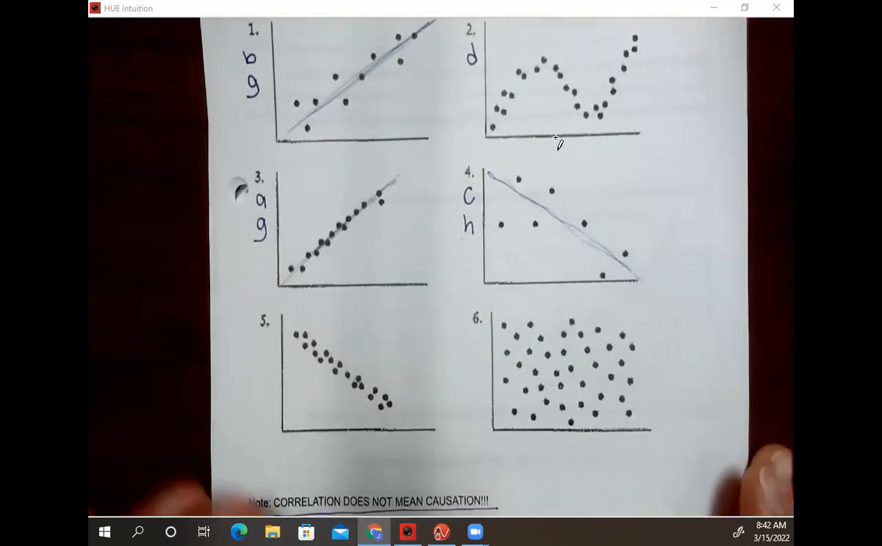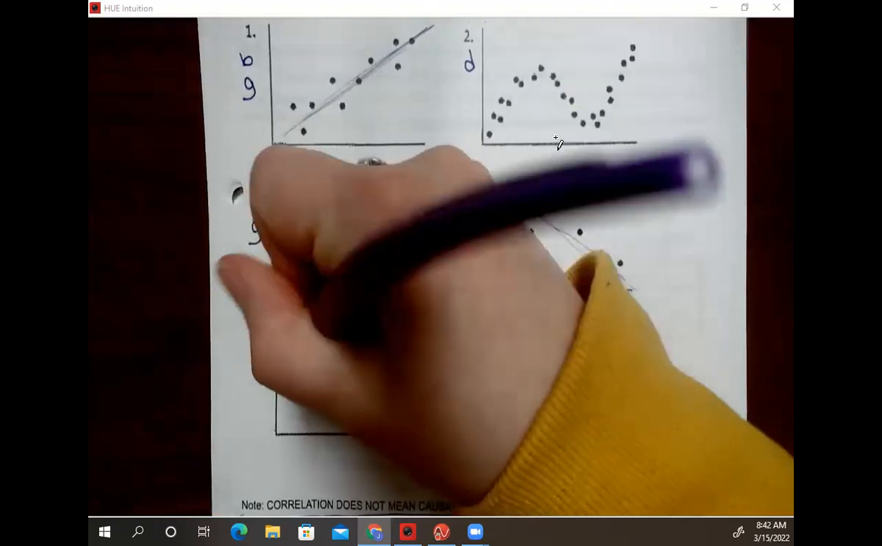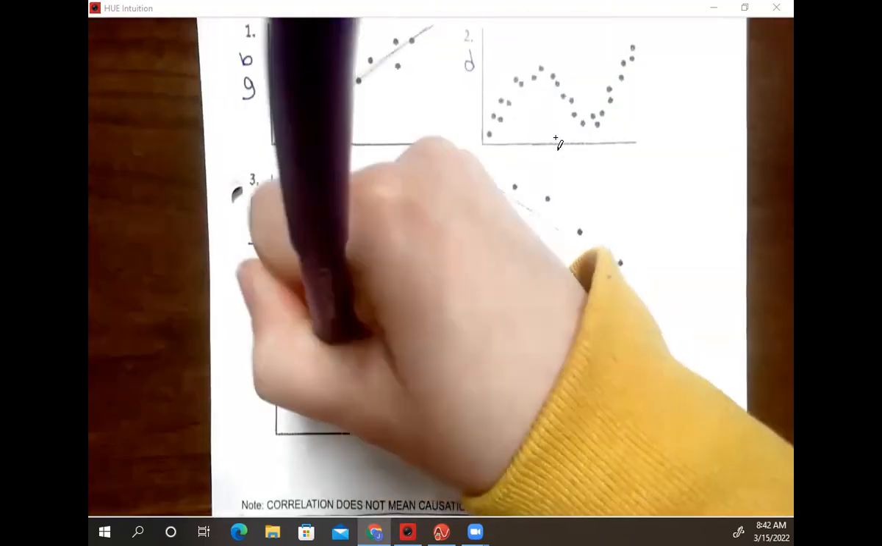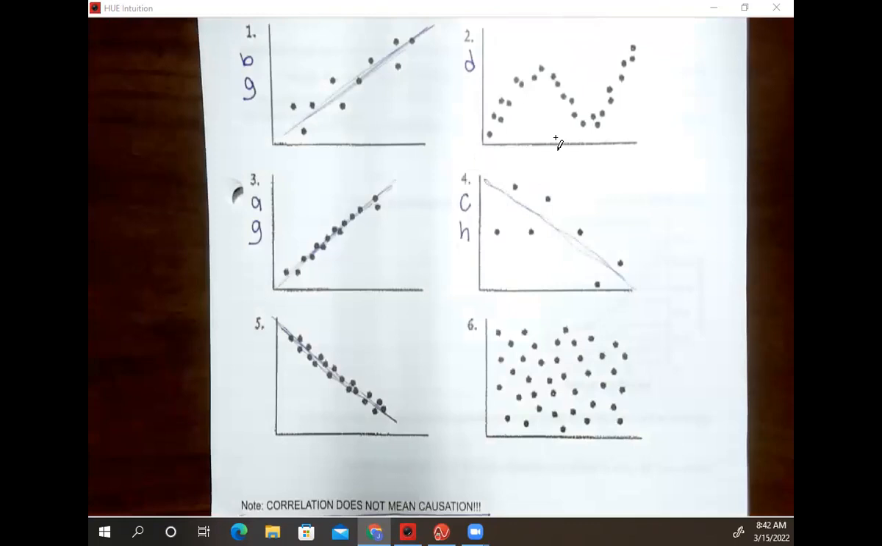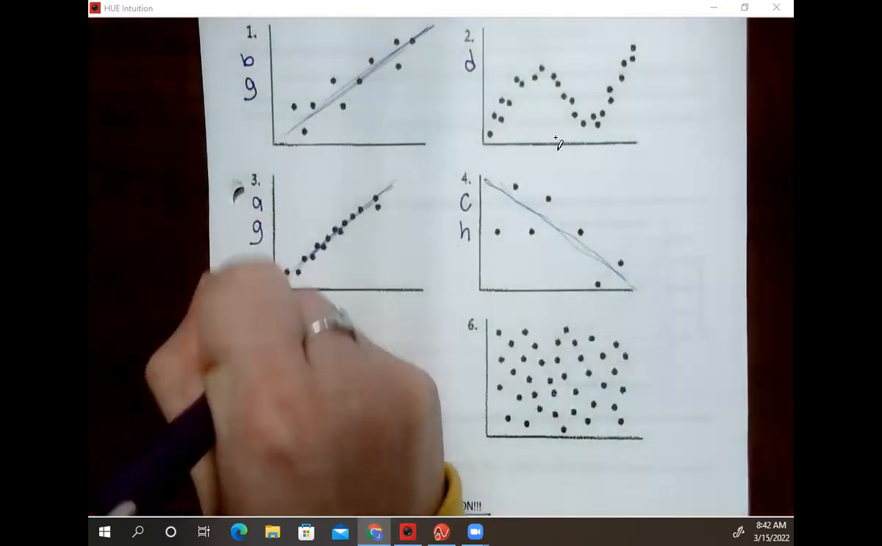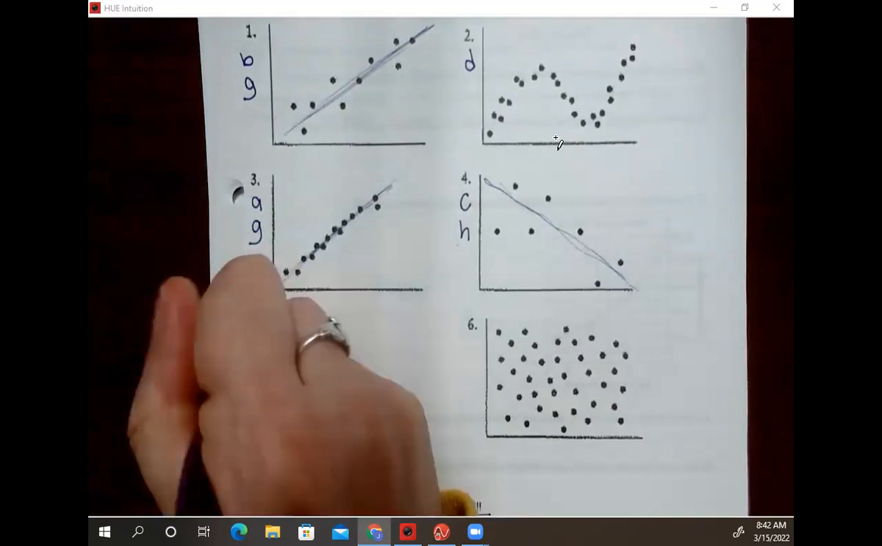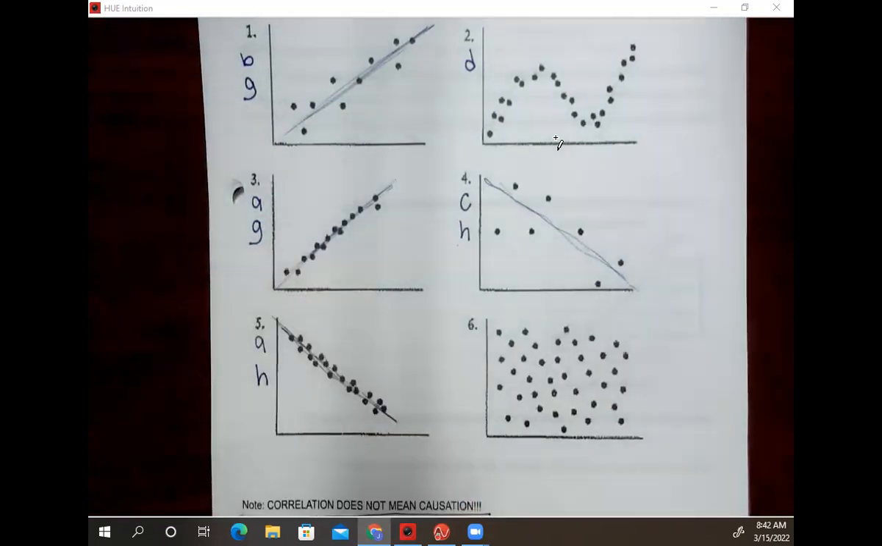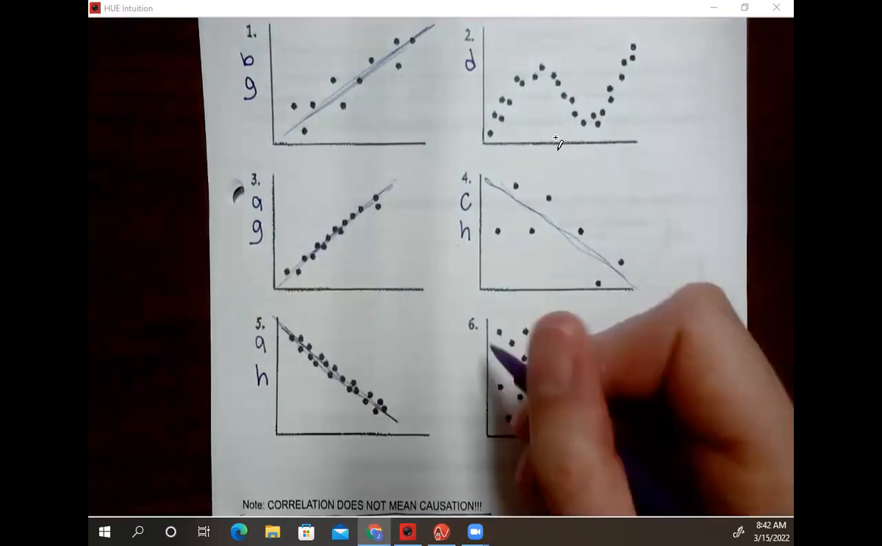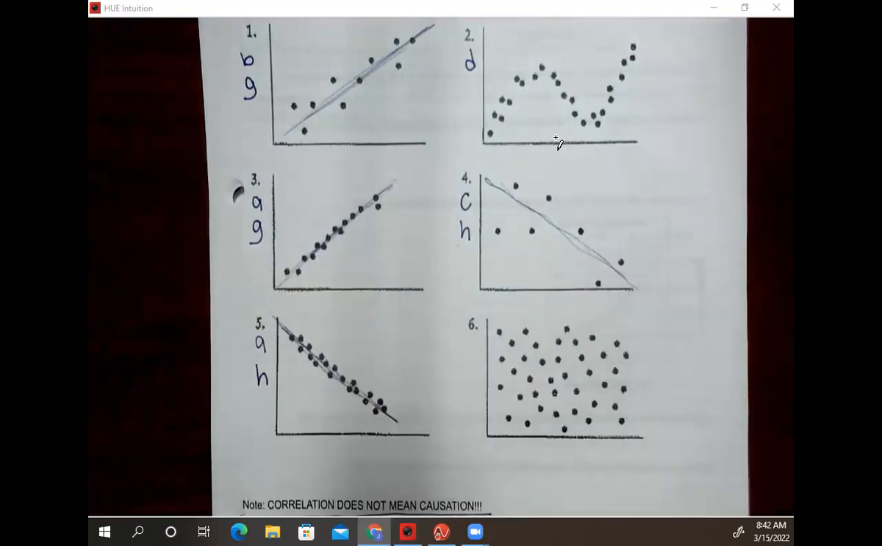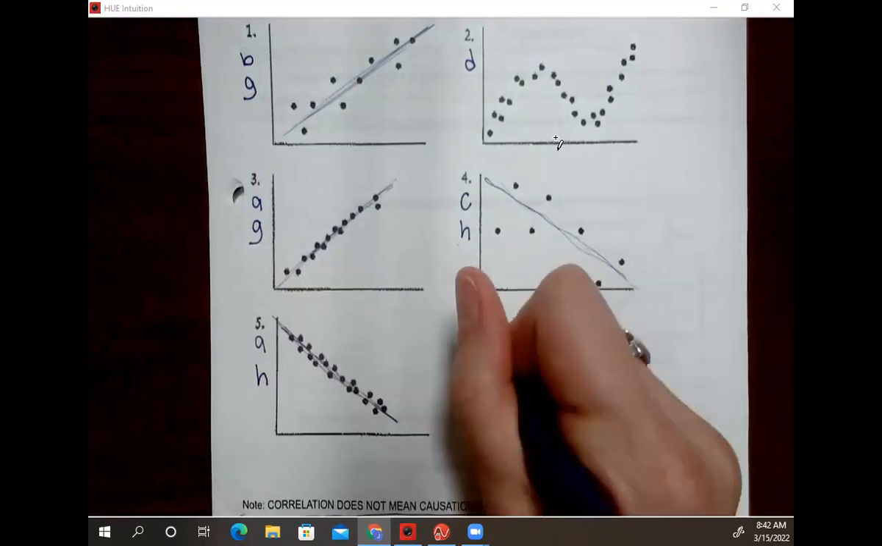Number five, another pretty strong correlation here. My points are really tightly grouped together. So another strong linear correlation, but this time my line would have a negative slope, just like it did for 4. So I'm also going to call this a negative correlation. And then for 6, I've got just a plane full of dots. My scatter plot is all over the place. I've got no trends that I can identify. So this would be no correlation here.